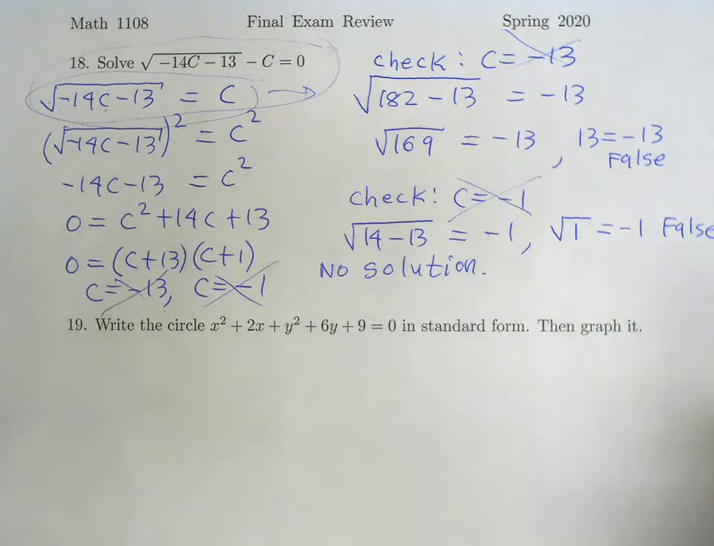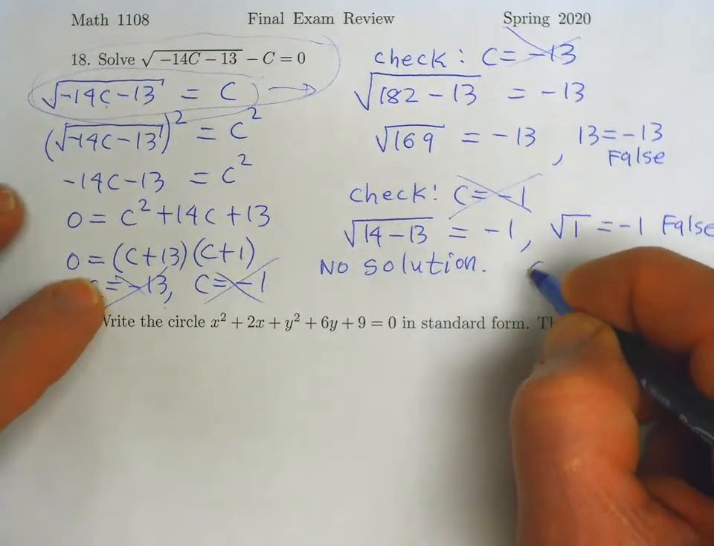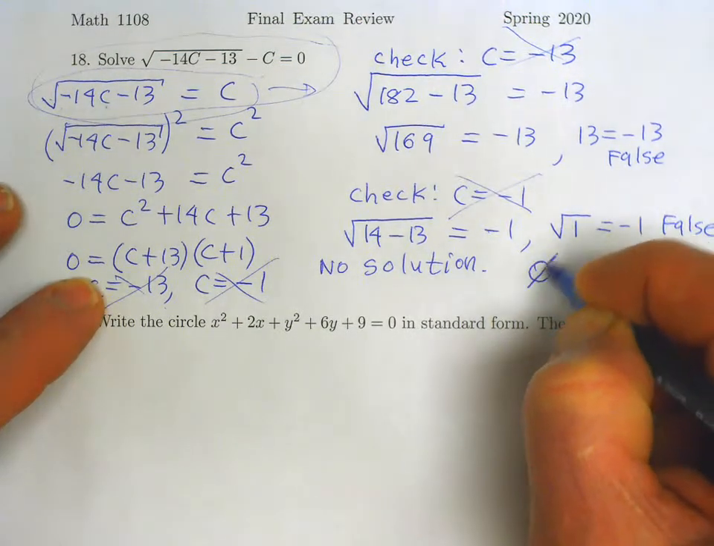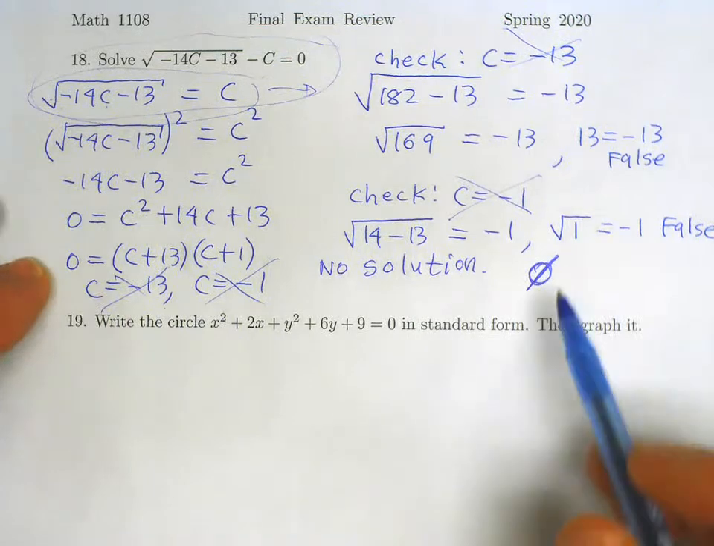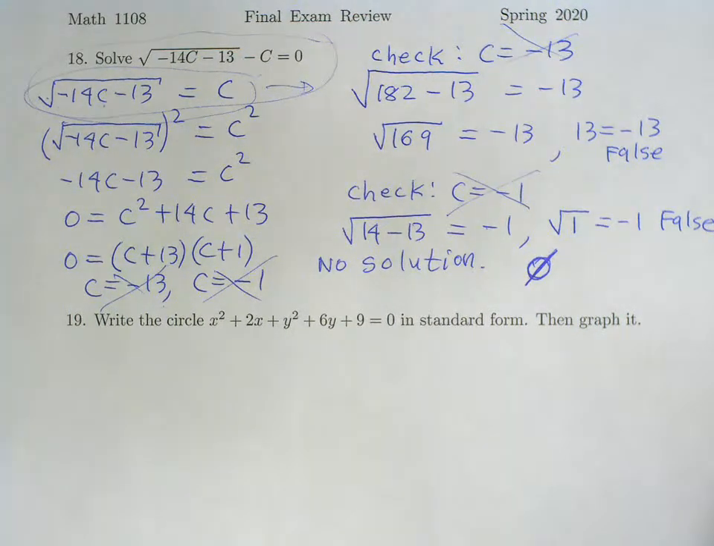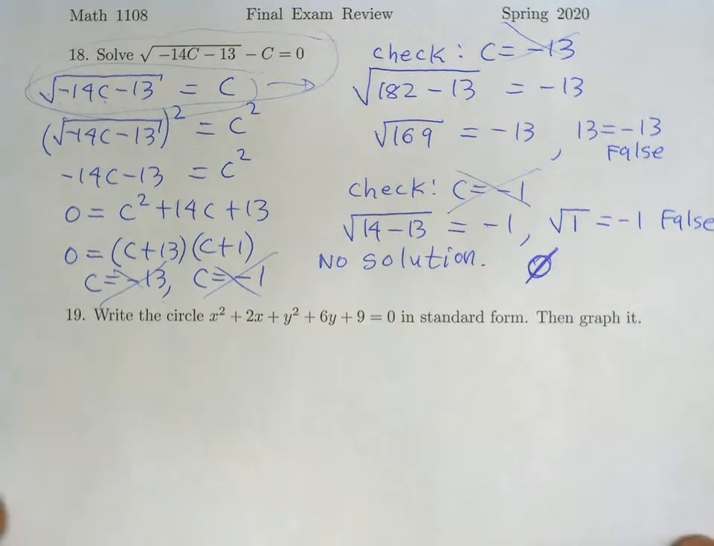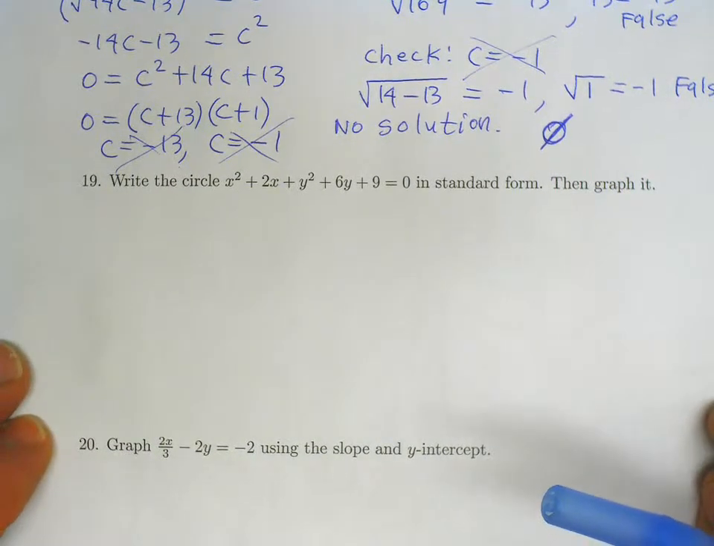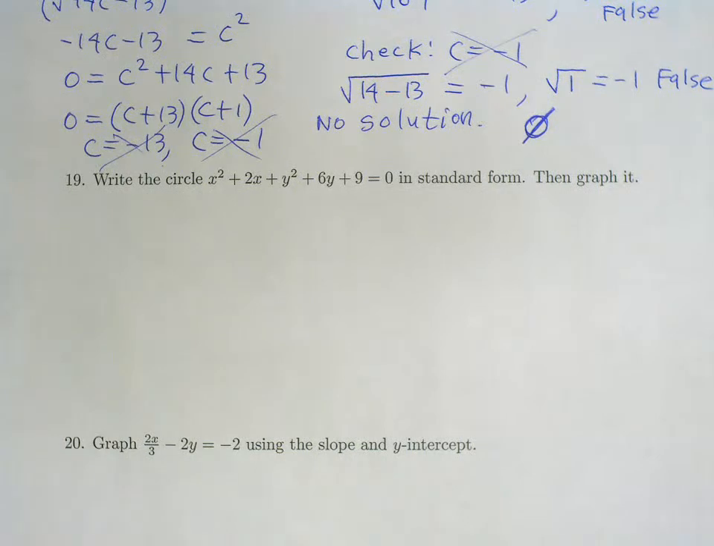If you have this kind of problem on the Newton final exam, then you will have to use the empty set for the solution. Okay, number 19. Write the circle x squared plus 2x plus y squared plus 6y plus 9 equals 0 in standard form and then graph it.